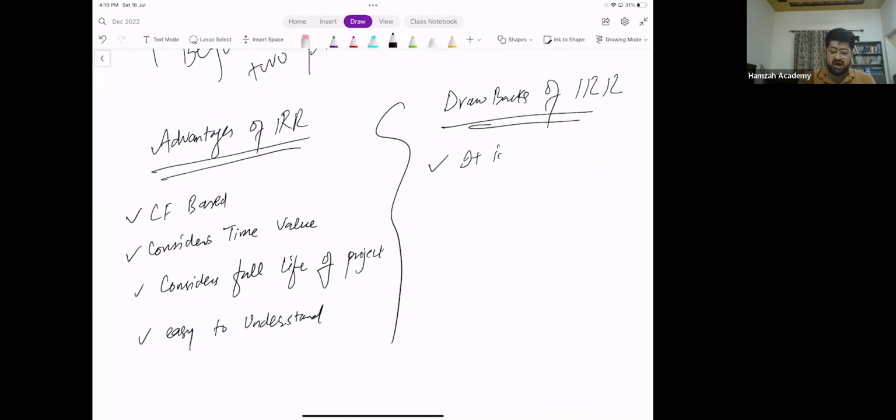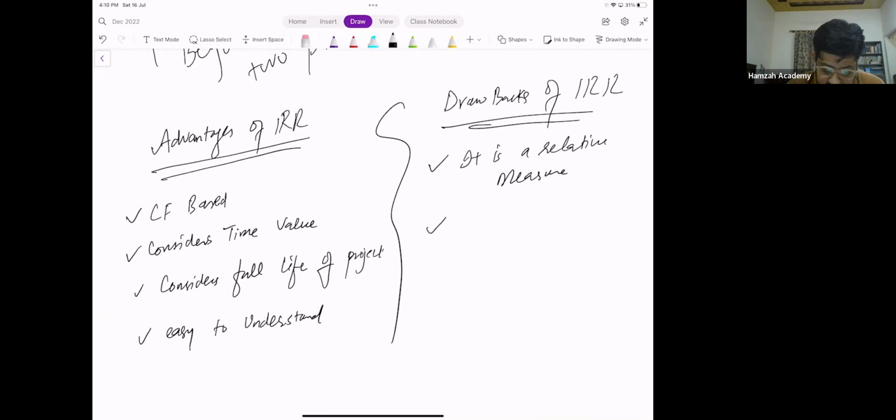It is a relative measure. Now, what does it mean? NPV was an absolute measure, giving the exact answer. Relative, answer in percentage. And percentage answer, I told you when I was discussing ARR. The percentage may be high, but the exact amount may be small. So relative measure.